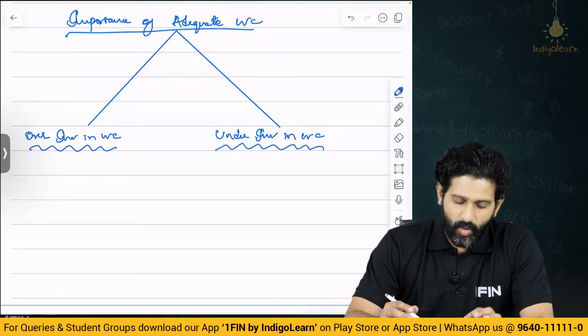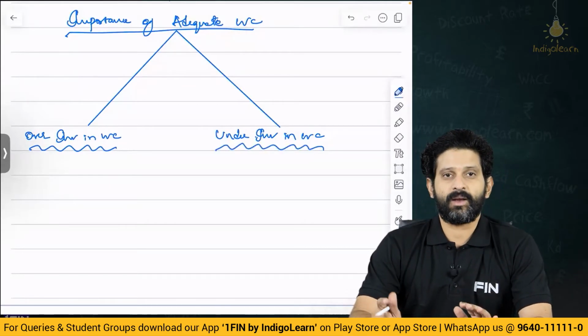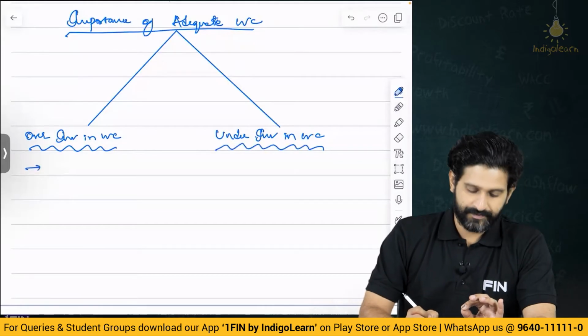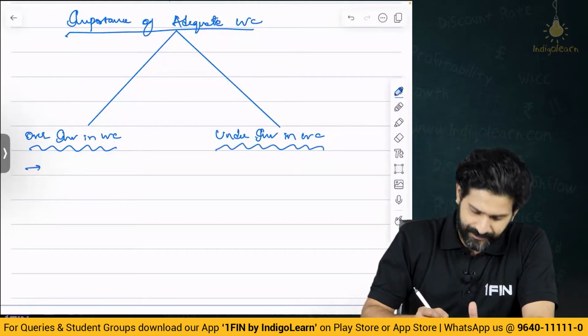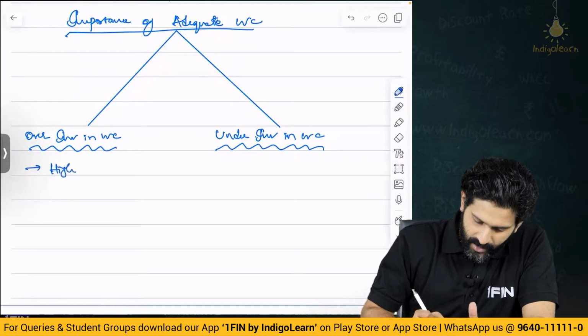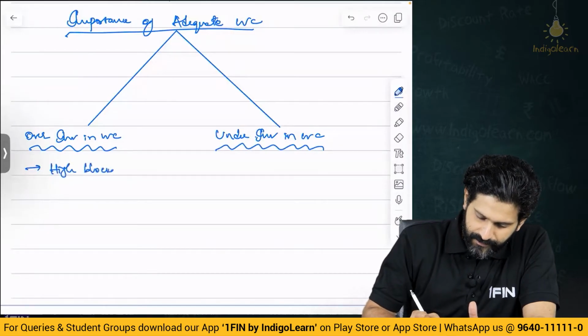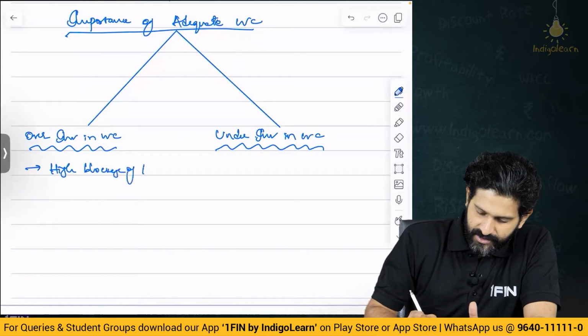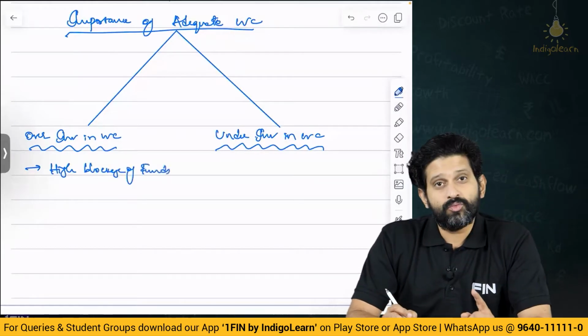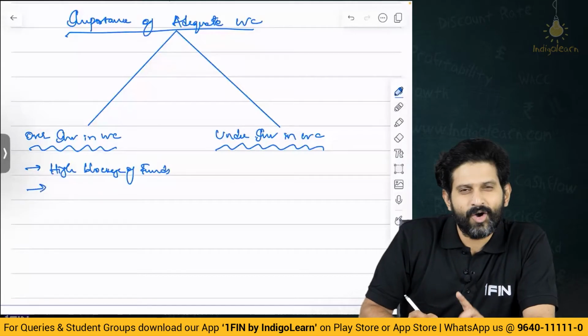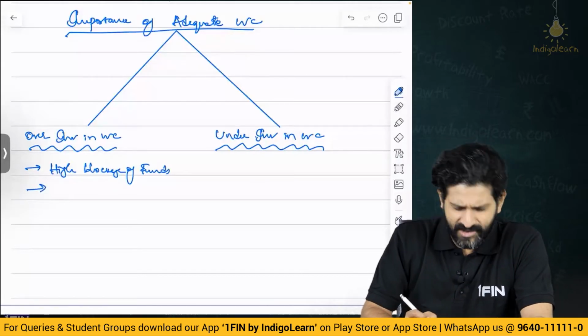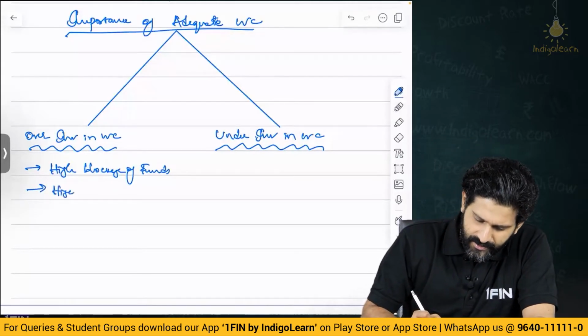Absolutely correct. Now, what is the problem with over investment in working capital? The first problem is high blockage of funds. More funds are blocked, meaning more cost. The higher the amount blocked, the higher the cost. Therefore, higher cost.